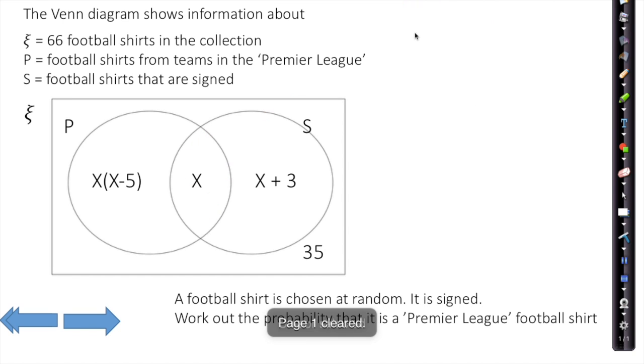Other notation you might have is P union S. It looks like a U. P union S.